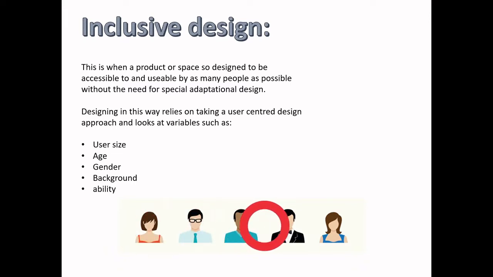So designing in this way relies on the whole idea of user-centered design. So that's looking at user size, age, gender, background, ability, disability, all those sorts of things. So this theory sort of encompasses the whole idea of ergonomics, anthropometrics, user-centered design, iterative design. It's kind of an amalgamation of all the different ways of trying to design for a specific person.